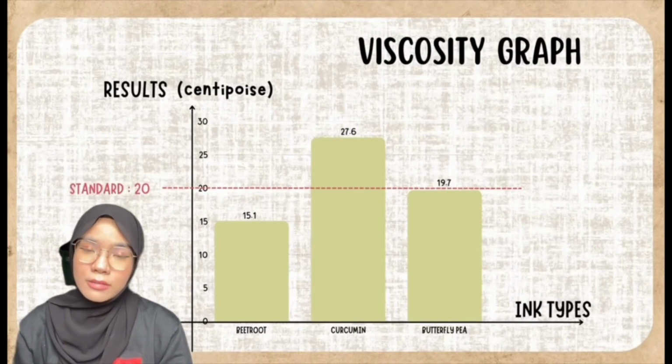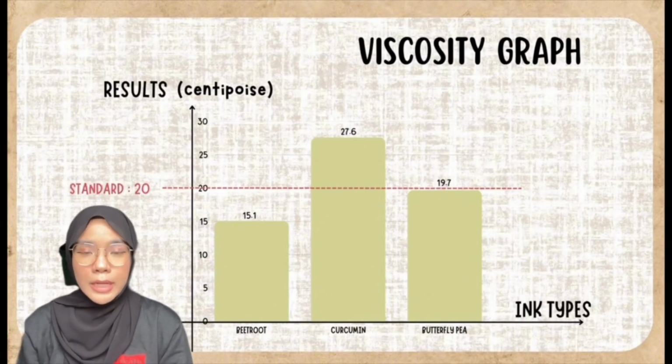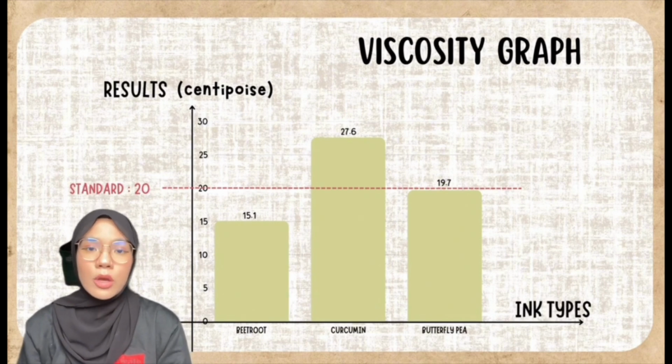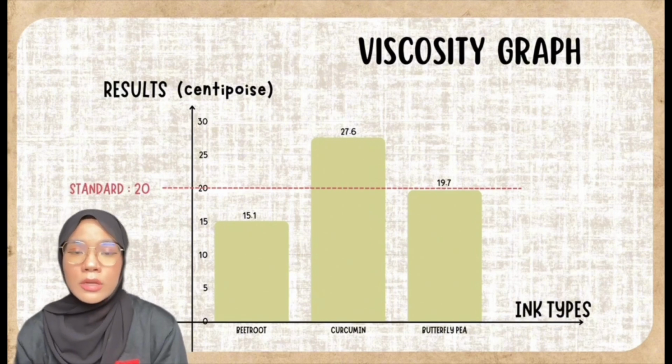The viscosity graph highlights differences in the inks' flow properties, with the standard viscosity set at 20 centipoise for optimal printability. Beetroot ink has a lower viscosity of 15.1 centipoise, which may result in poor coverage or dripping, while curcumin ink is too viscous at 37.6 centipoise, potentially causing clogging or uneven prints.